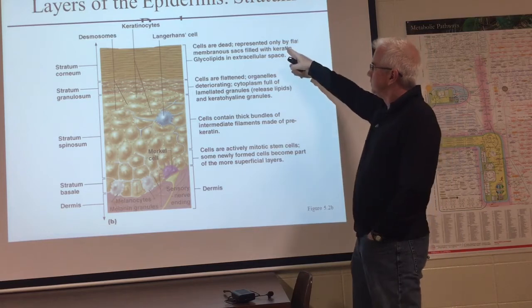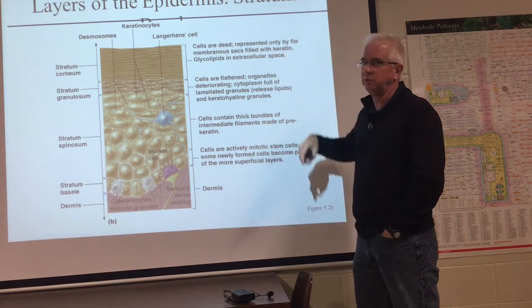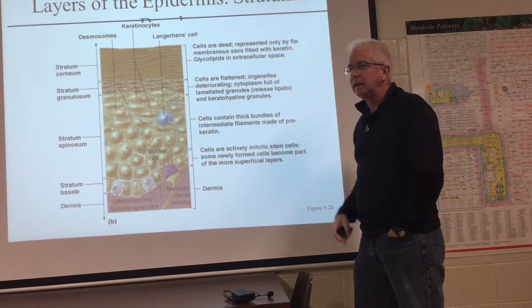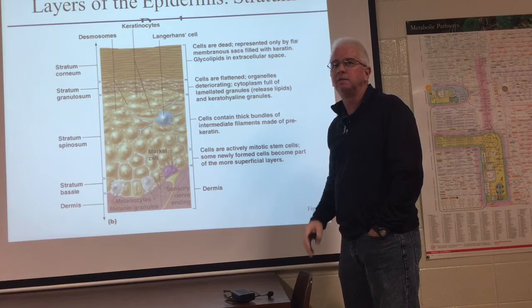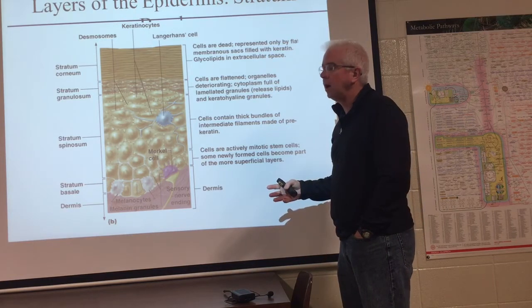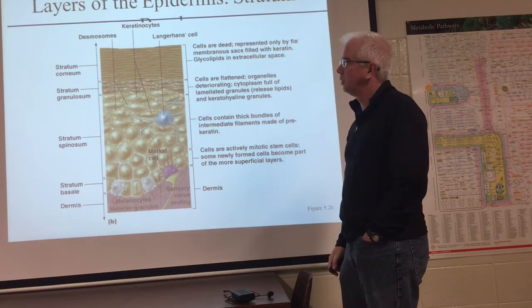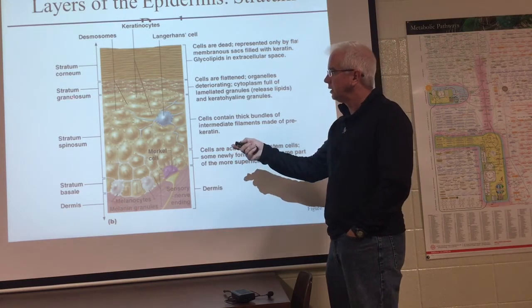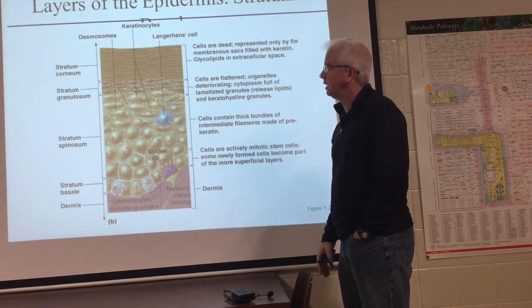So as this says here, the cells are dead, and they're just membranous sacs filled with the protein keratin. This is the outer layer of the skin. It's the protective layer. It's replaced every 30 days. Skin cells by the thousands upon thousands are lost every day from the stratum corneum. The next layer down is the granulosum, and it also looks like multiple layers of flat cells.